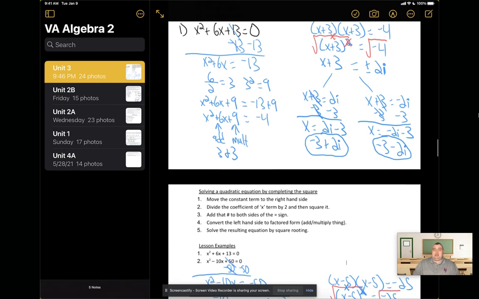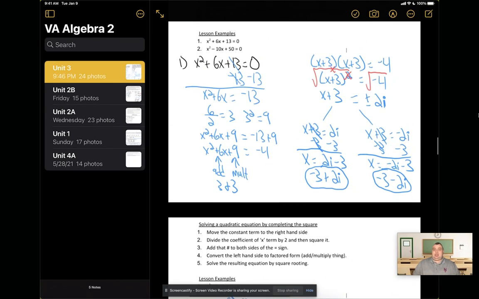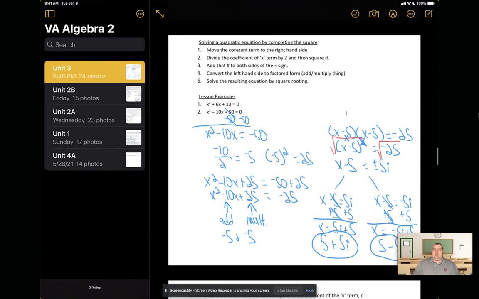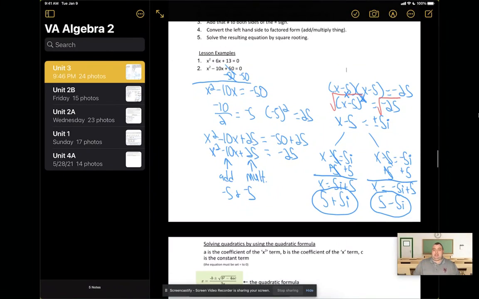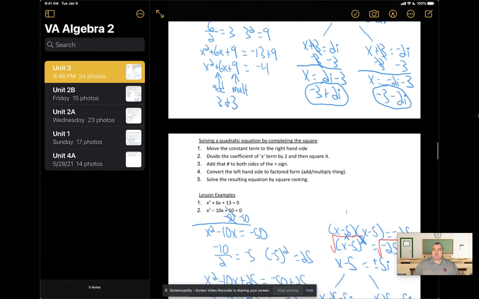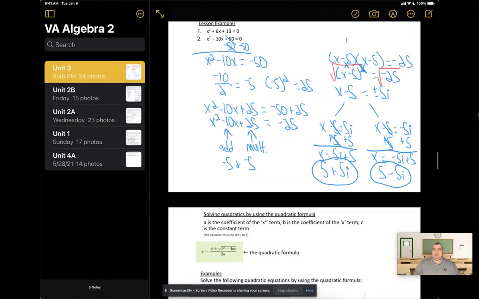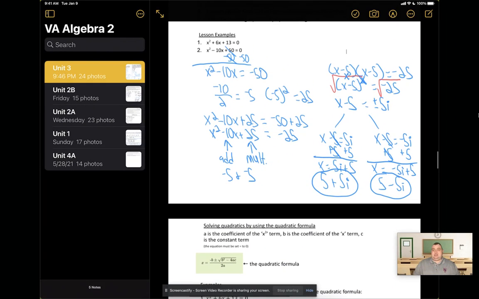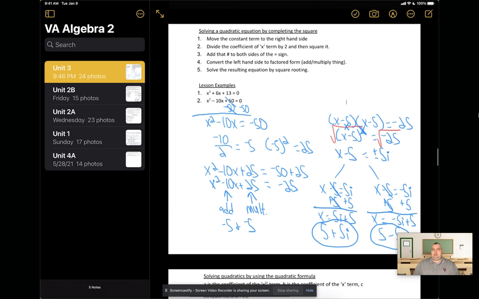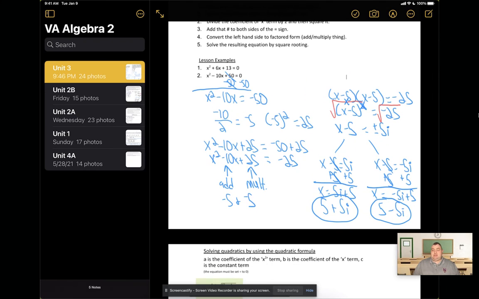Do you think it's a coincidence that I did two equations here by completing the square, and when I solved them, my solutions were conjugates? Negative 3 plus 2i, negative 3 minus 2i. 5 plus 5i, 5 minus 5i. That is not a coincidence. So that is another way that you can get a good idea of whether you're doing the problems correctly or not, is when you get to the end, your two solutions should be conjugates of each other.